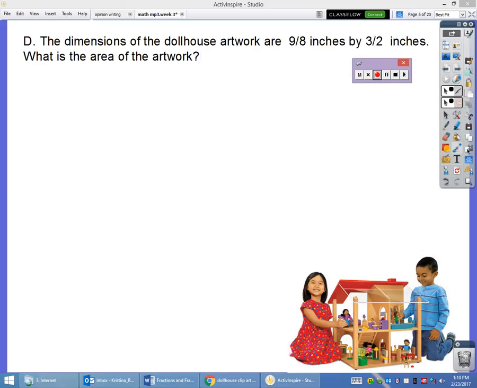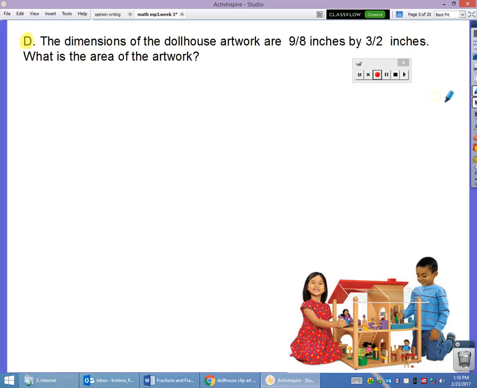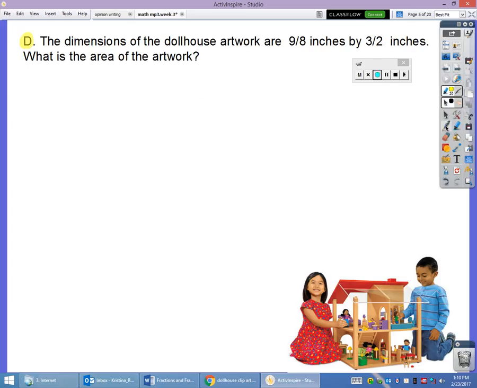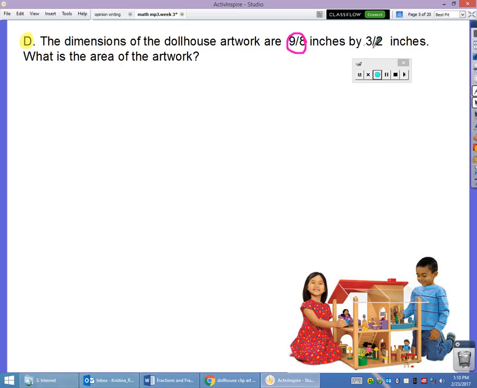Hey guys, if you're tuning in, tonight we're going over problem D on page 2 of your homework. So today we started drawing an area model with two fractions that are greater than 1. In tonight's example, our fractions are 9/8 and 3/2, and we know that they're greater than 1 because our numerator is larger than our denominator.